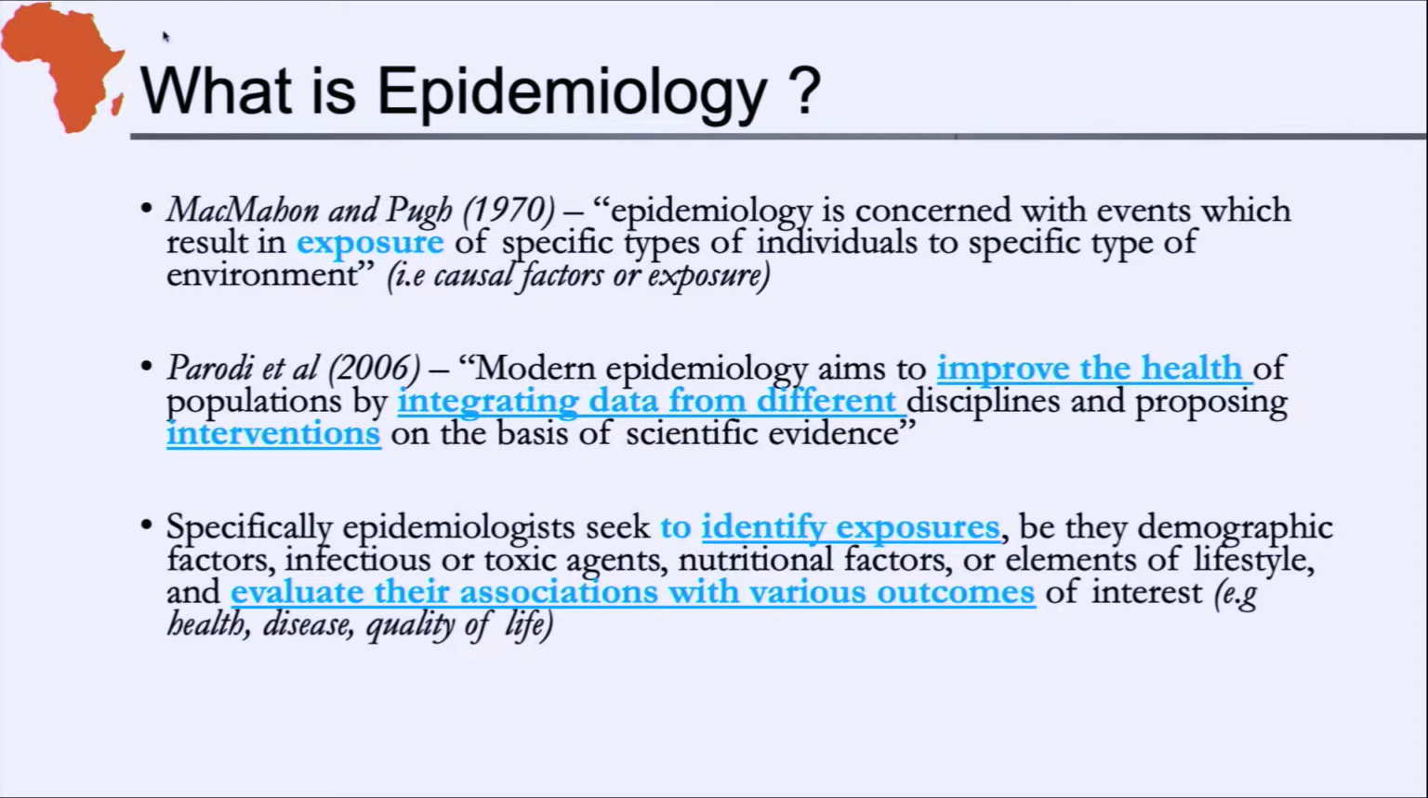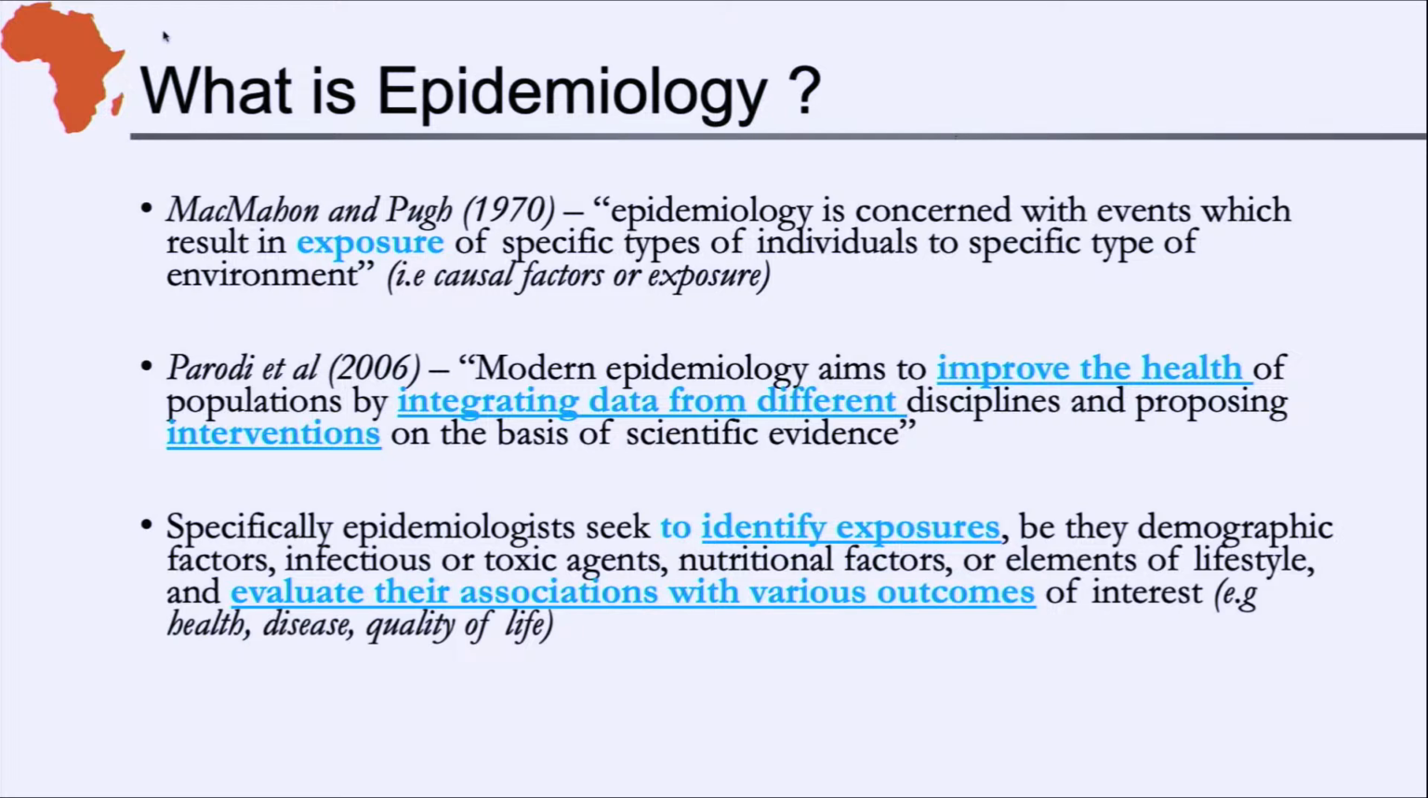And there's this guy with a name I can't pronounce in 1970 who talked about epidemiology as being concerned with causal factors or exposure. So that is one of the things as epidemiologists we focus on. We identify a problem and we want to know what is the cause of this problem. Okay? And then there is a guy in 2006, that is very recently. I think Boru, you were born that time.